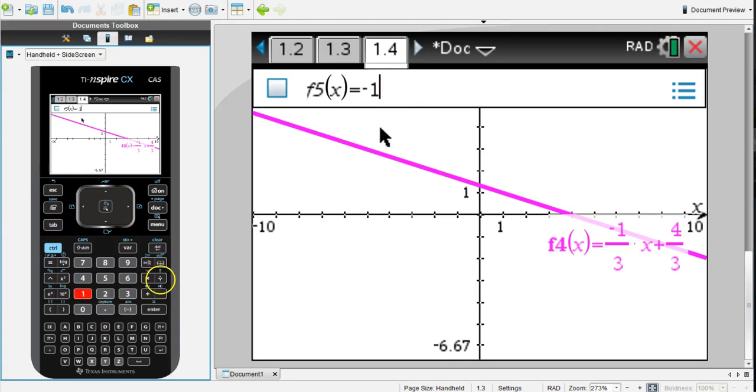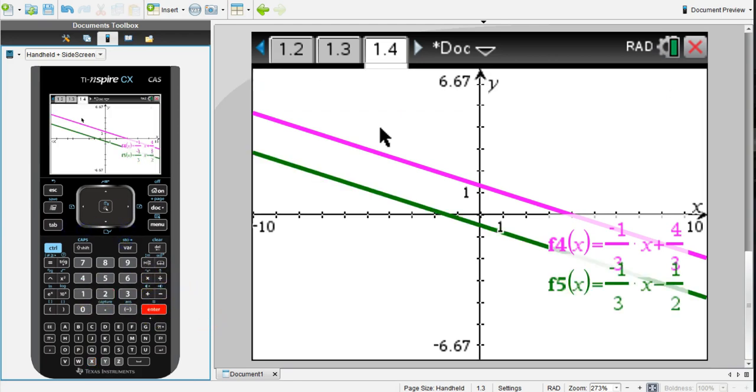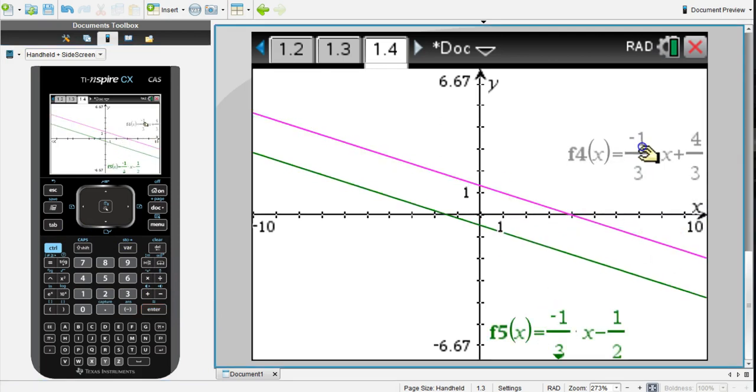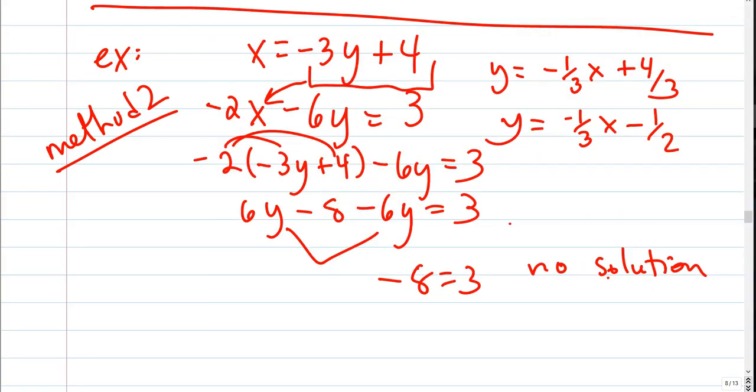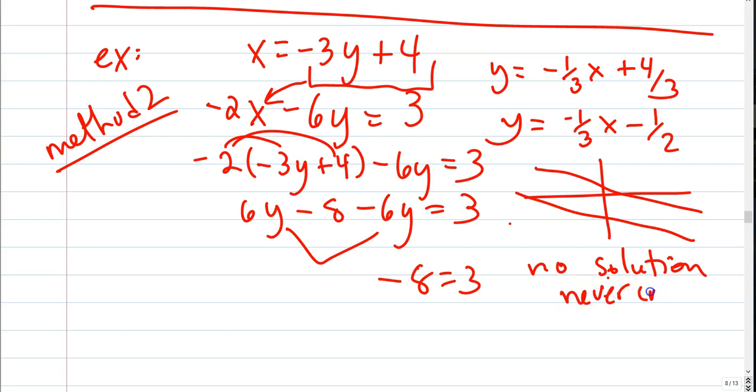Negative 1/3 x minus 1/2. These two lines are what? Why does it matter that they're parallel? Remember, we're looking for the point these have in common. When will these ever cross? These two lines are parallel. They never cross. Therefore, they will have no solution.